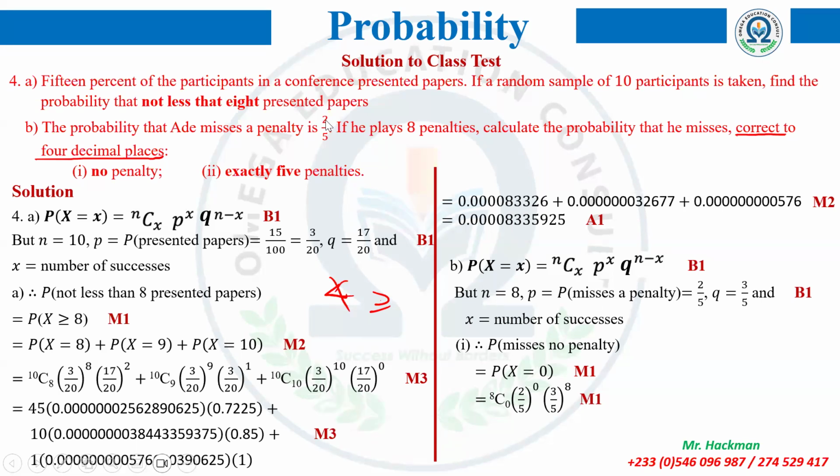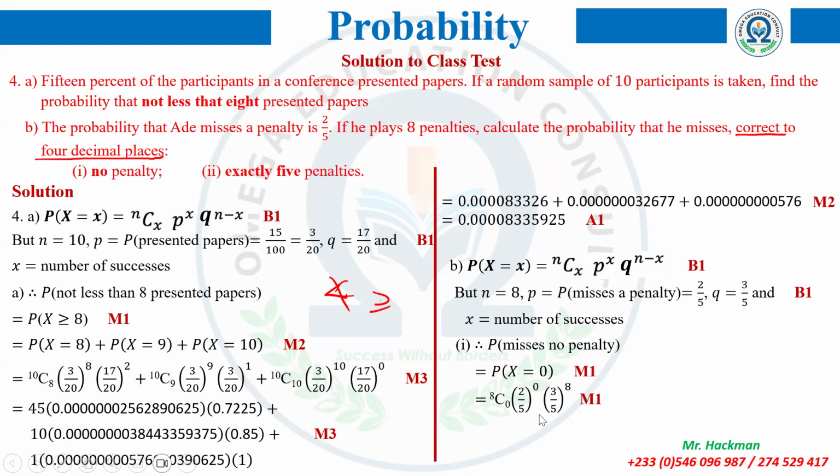That one was given directly. That's Ade misses the penalty. Then Q will be 1 minus this, so that's 3 on 5. Okay, your number of successes will be your X. Therefore P misses no penalty, meaning this is in terms of what your success is, missing. So that will give us X is equal to 0.